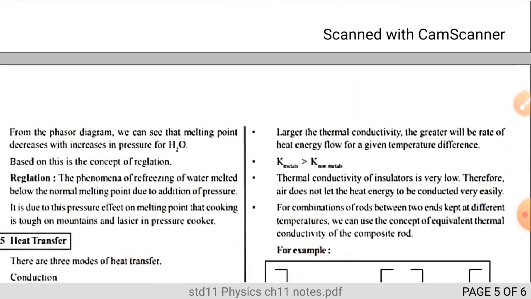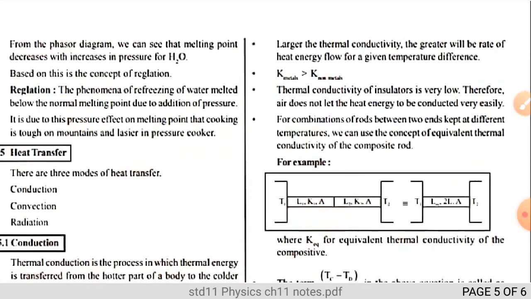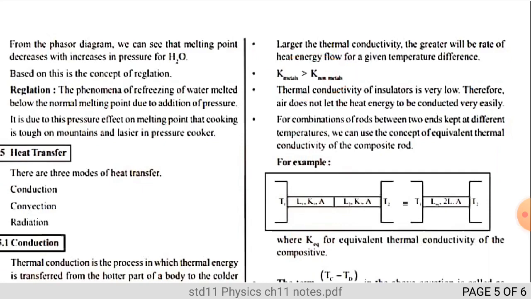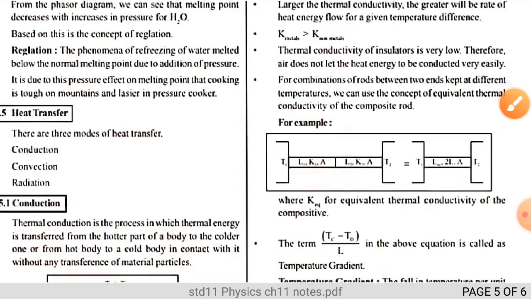Okay, now see, the greater the thermal conductivity, the greater will be the rate of heat energy flow for a given temperature difference. So you can write that metals can transfer heat very fast in comparison with non-metals. So that's why K metals is greater than K non-metals. So the thermal conductivity of an insulator is very low because they can't transfer heat energy from one level to another. Therefore air does not let the heat energy be conducted very easily.